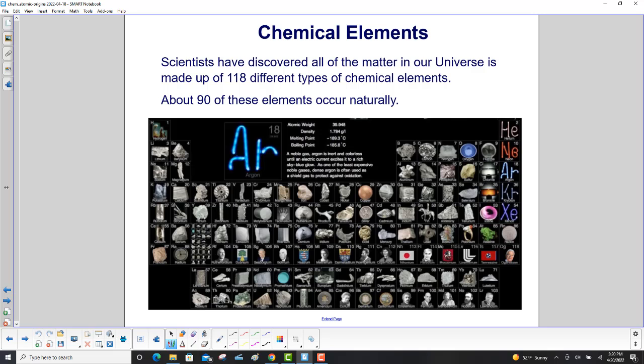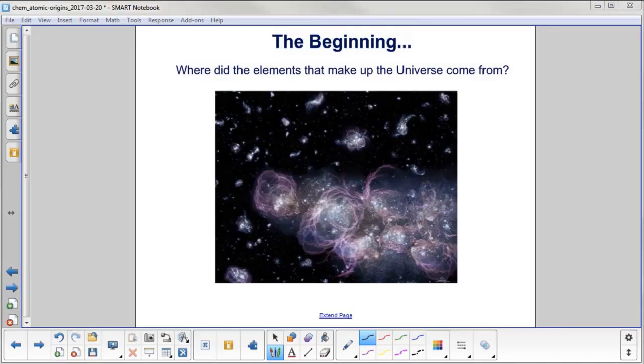Scientists have discovered all of the matter in our universe is made up of only 118 different types of chemical elements, and they're shown here on this periodic table. About 90 of these elements occur naturally. Okay, so we have 116 elements right now, some made naturally and some made by humans.